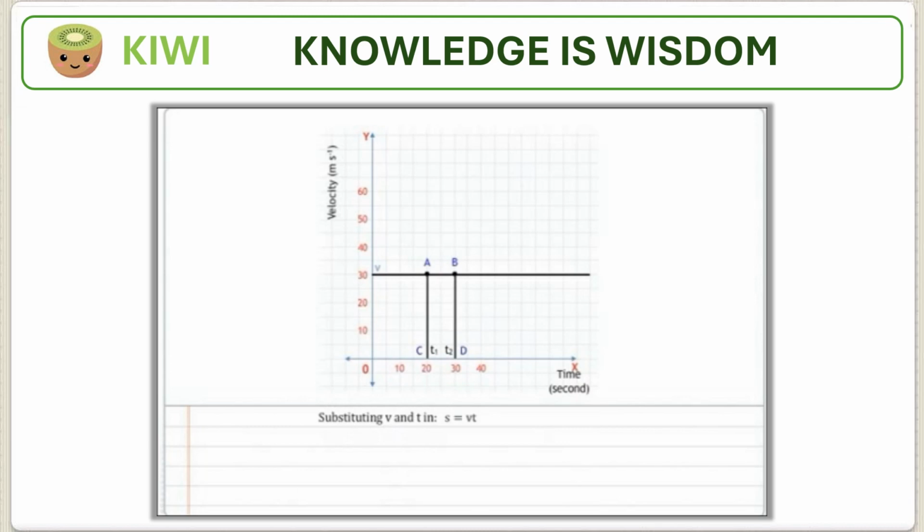Substituting v and t in the expression S is equal to vt, we get S is equal to AC multiplied by AB. This is nothing but the area enclosed in rectangle ABCD under the velocity-time graph. Thus, in this case, the displacement of the car is equal to 30 meters per second multiplied by 10 seconds is equal to 300 meters.